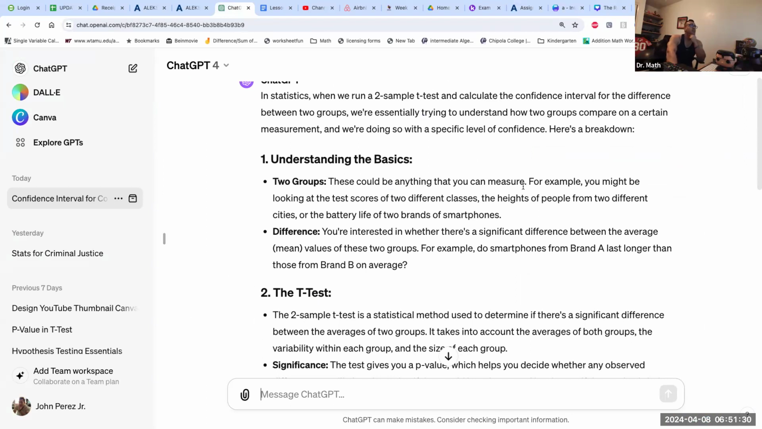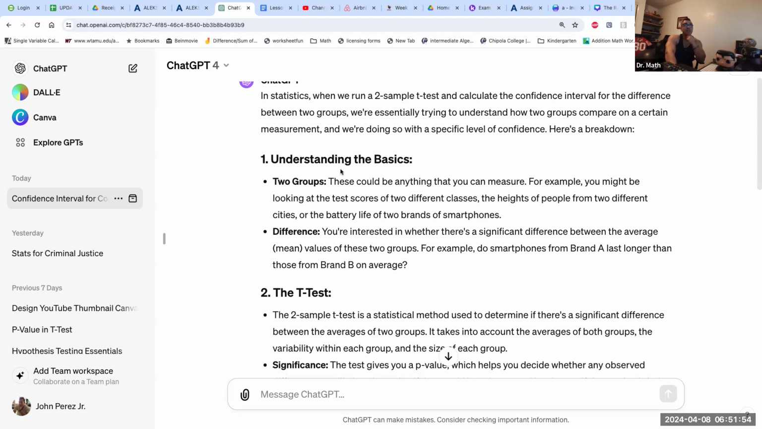So check this out. In stats, we use a two sample t-test. That's what we're going to be using today, and calculate a confidence interval for the difference between two groups. All right, we're essentially trying to understand how two groups compare on a certain measurement, and we're doing this with a certain level of confidence. So let's look at the breakdown.